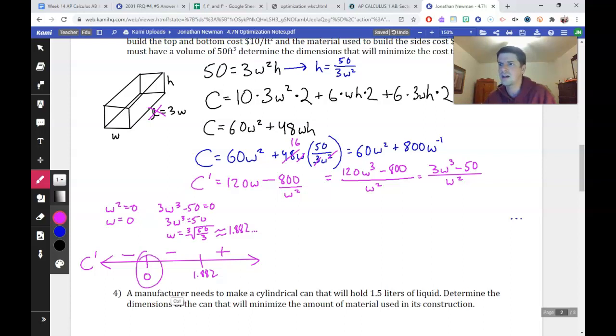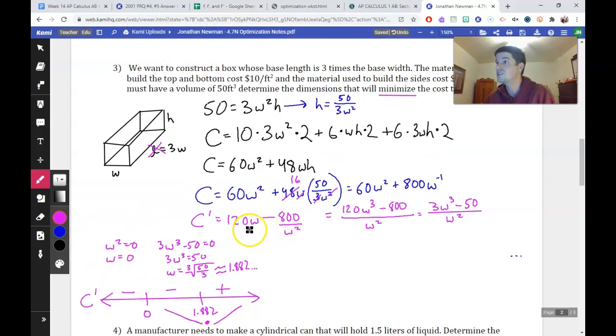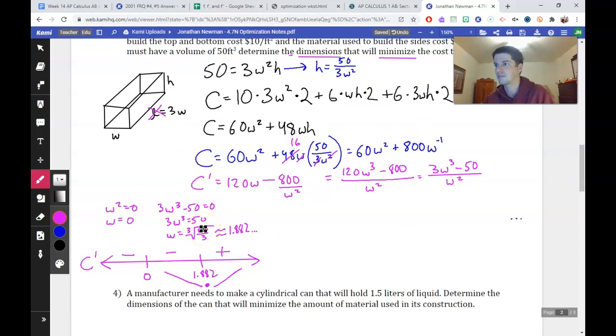So what's the deal? Well, 0 is not a maximum or minimum because it's decreasing and decreasing, right? But here it's decreasing and then increasing, and we wanted a minimum, to minimize the cost. That's good. This is our minimum, right? And what is it we need to find? We need to find the dimensions.